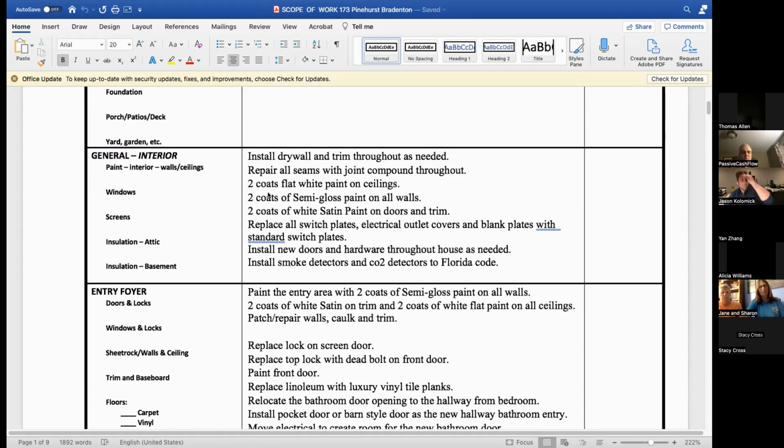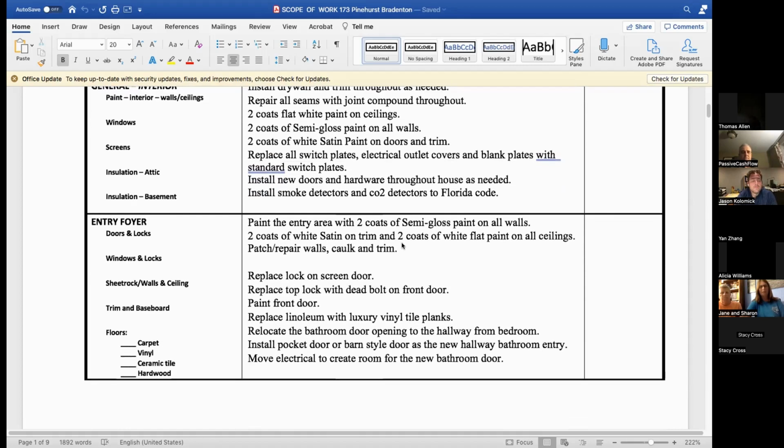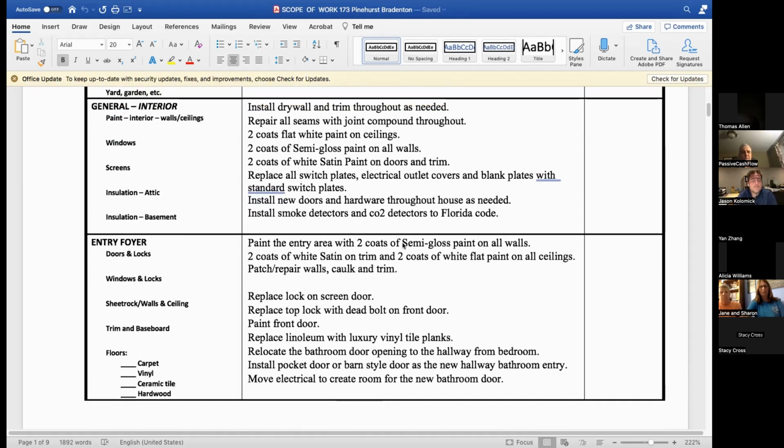And we're very specific, like Jane said: 2 coats of flat paint on the ceilings, 2 coats of semi-gloss on all walls, white satin paint on the doors and trim. We even go as far as, usually with the contractor that we used, he knows what colors we like for the walls. On this one, we did one called agreeable gray. If we use a grayscale, it's agreeable gray. If we use the browns and beiges, it's Gobi beige. Thank God we don't use that anymore. Well, it's starting to come back again.